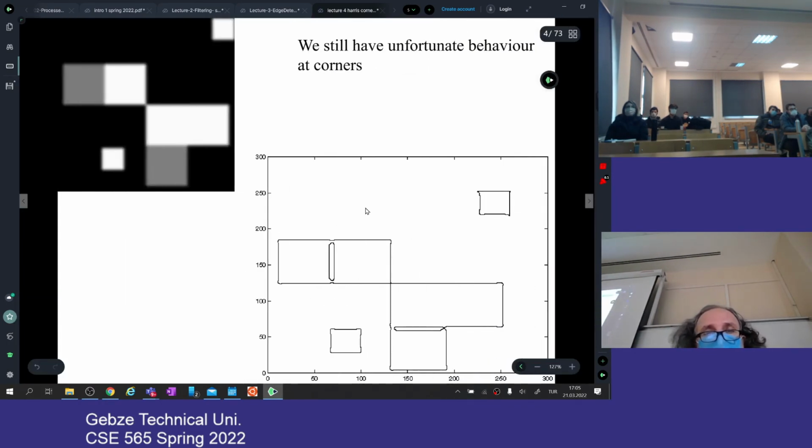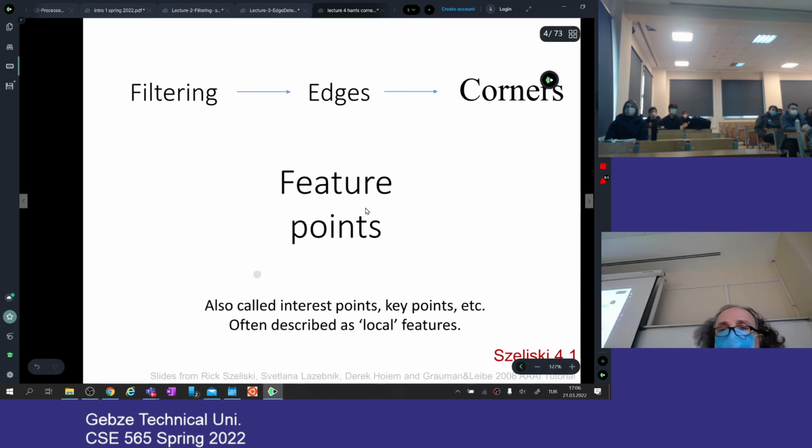But the problem is this: these corner points behave very weirdly. Can we do something about the corners? Corners are important. Edges are important to give us ideas about the image, but corners are more important because they are more distinctive.